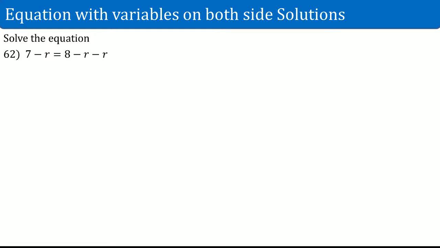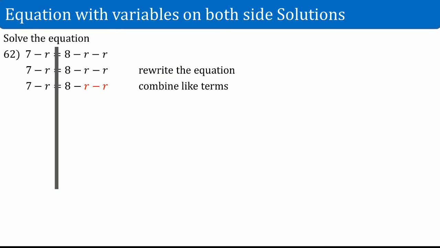Number 62. 7 minus r equals 8 minus r minus r. Rewrite the equation, draw the line straight down. There are some like terms here that you can combine, the minus r and the minus r. If that doesn't make sense to you, let me just draw you some numbers. Please understand that there is actually a number 1 out in front, a number 1 out in front, and a number 1 out in front.